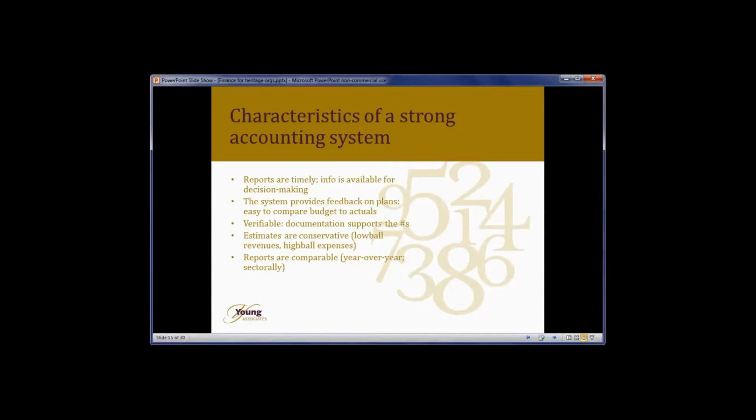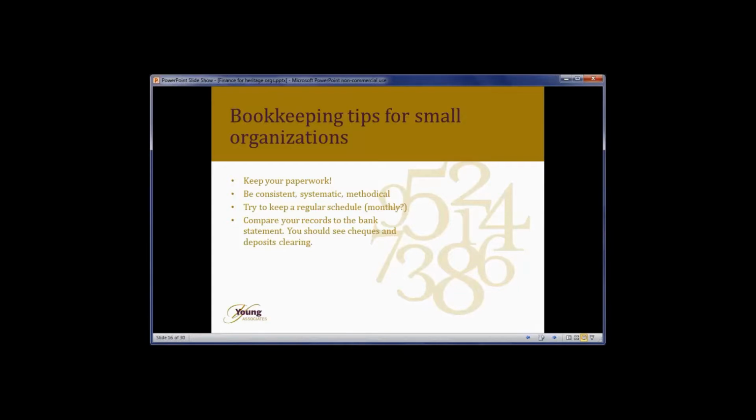They need to be able to compare easily from one organization to another. Bookkeeping tips. So here we go.